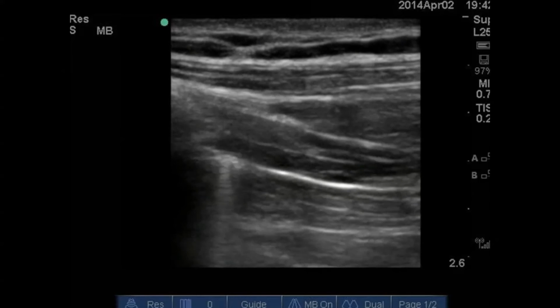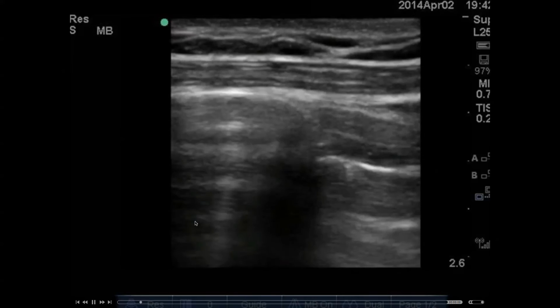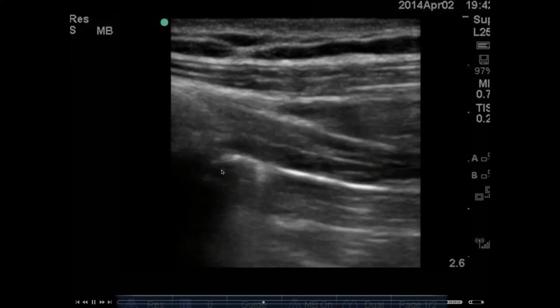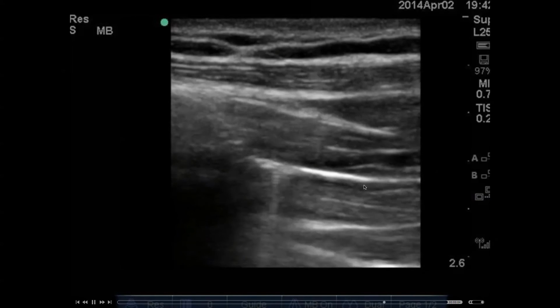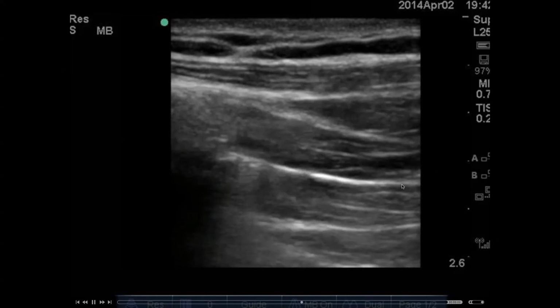So now moving down the chest wall, we can actually see a lung point. On the left side here, you can see that there is some lung sliding, and on the right here, you can see there is no lung sliding. So this is a lung point that's suggestive of pneumothorax.